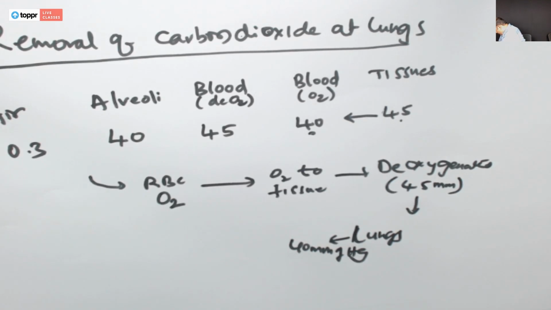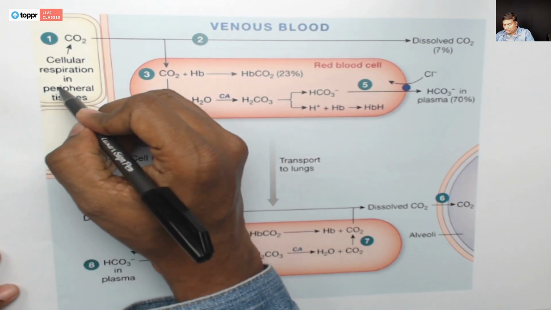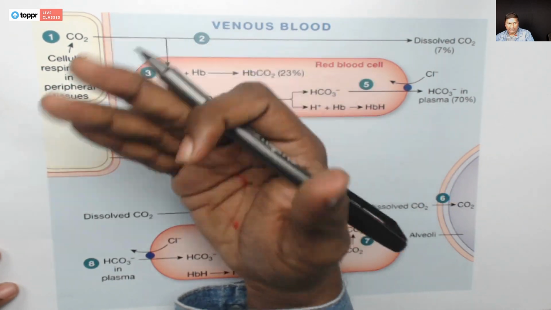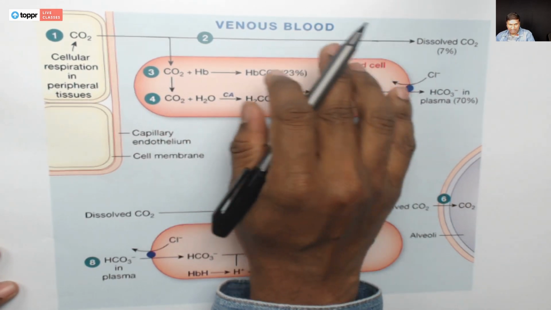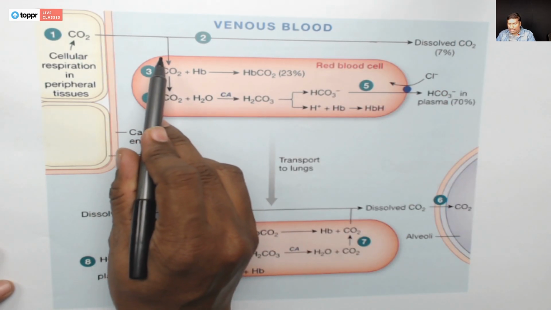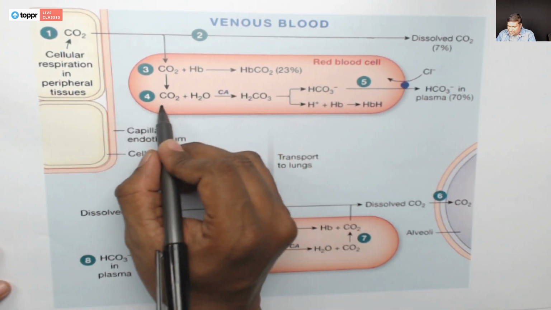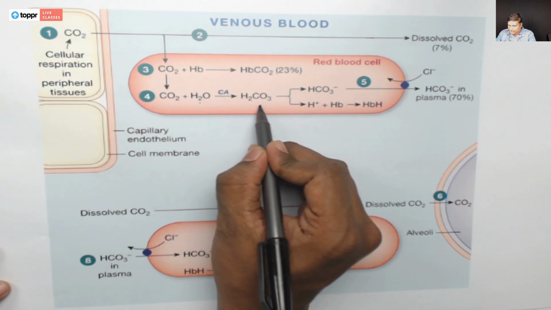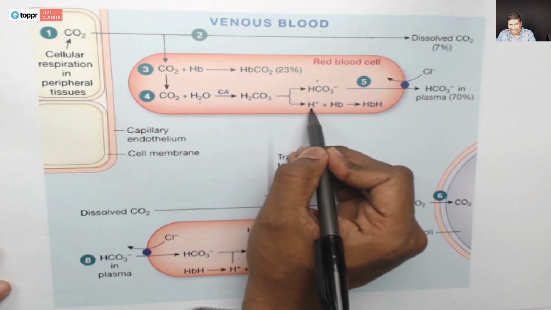Okay, so let's see all the events that occurred so far. Because of the various cellular and metabolic processes, oxidation of carbohydrates, lipids, or proteins, carbon dioxide is being released. That carbon dioxide will enter the plasma by diffusion. 7% of it remains dissolved in the plasma. The remaining 93% will enter the RBC. Once it enters the RBC, it combines with water, in the presence of carbonic anhydrase, to form carbonic acid. Carbonic acid then splits into bicarbonate and protons.